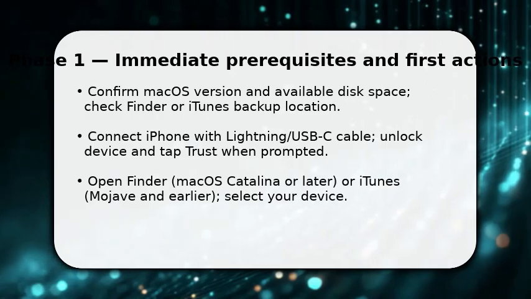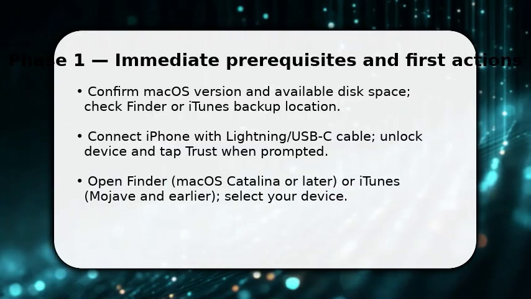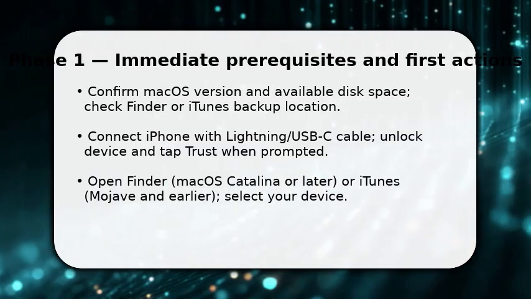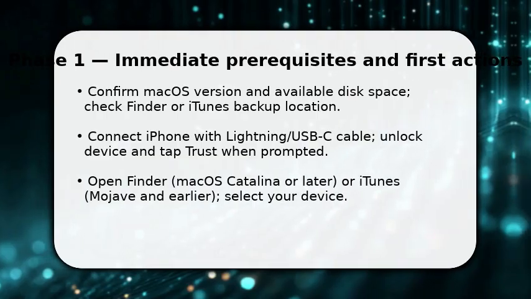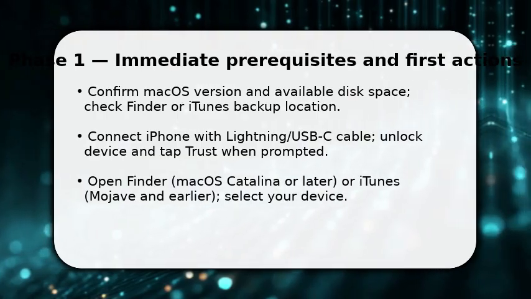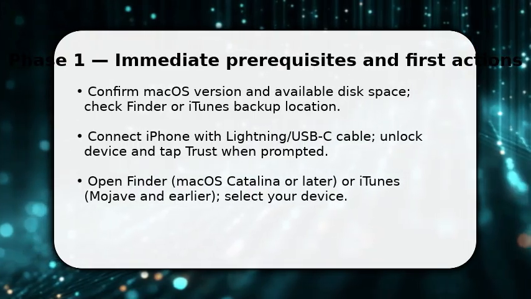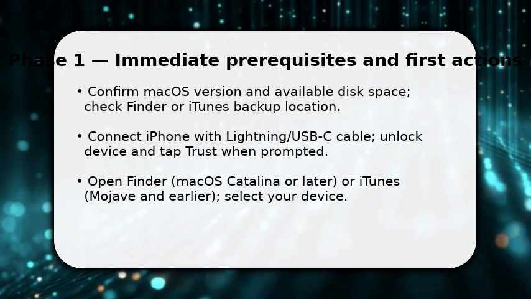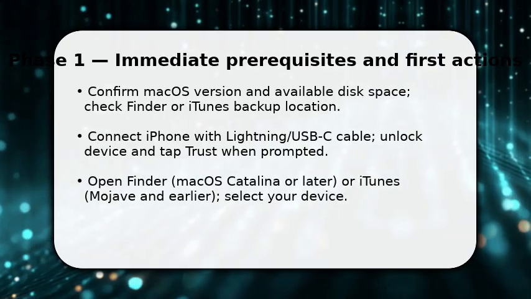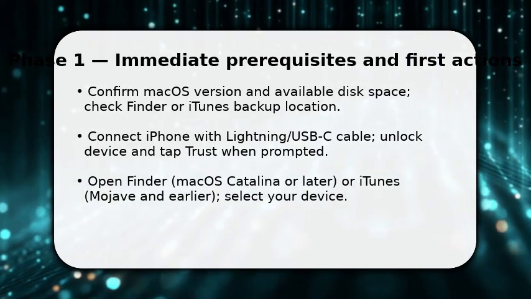Start by verifying Mac OS version and free space so you can access large backup files without interruption. Connect your iPhone with the original cable, unlock it, and tap Trust when prompted so your Mac can read backups. Then open Finder on Catalina or later, or iTunes on older Mac OS. Select your device in the sidebar.